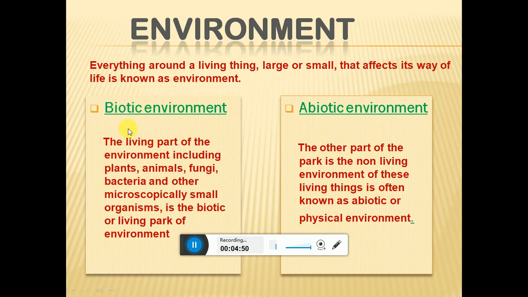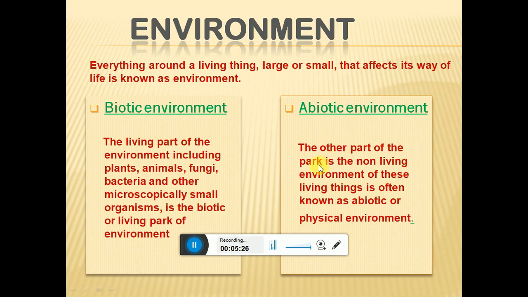In this type of the environment, the things that we discussed in the category of the living things, all those things fall into this category. The living part of the environment, including plants, animals, fungi, bacteria, and other microscopically small organisms, is the biotic part or the living part of the environment. Clear? Now, if we exclude all the living things from our surrounding, we will be left with all the non-living things. So all the non-living things fall in the category of the abiotic environment.